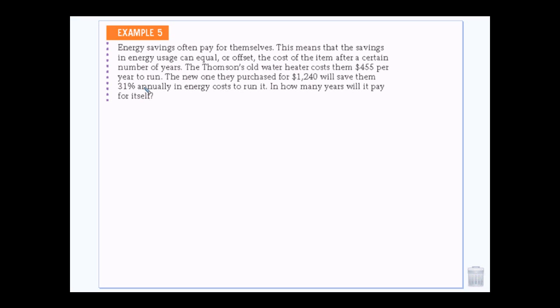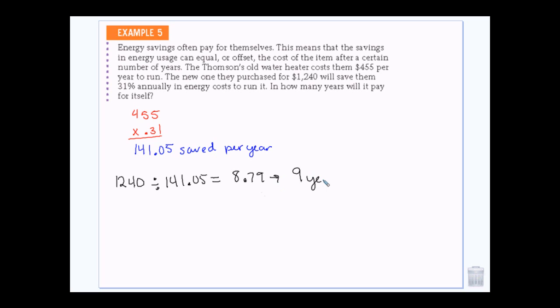So we want to figure out how many years it would take to pay for itself. That's how you decide if it's worth it or not. We're going to take that 455 and multiply it by the 31% it's going to save them every year. So they're going to save $141 in electricity every year. Then we take the cost of the water heater and divide it by the savings, 141, and it's 8.79, so we'll say about 9 years.